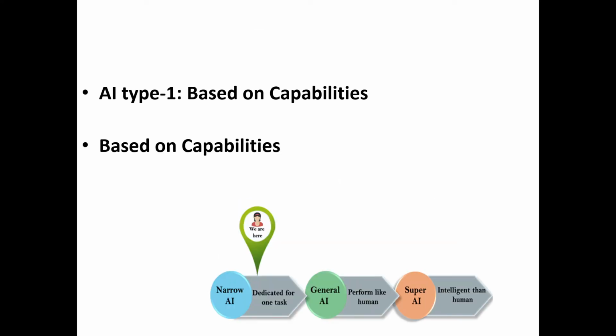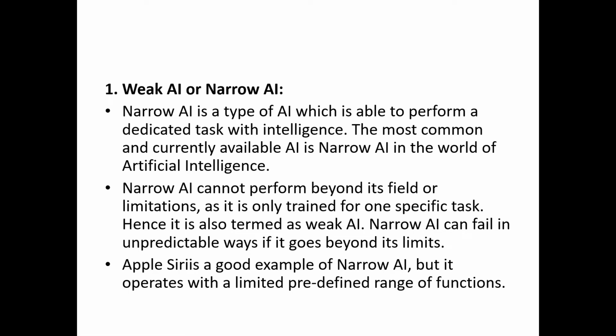So on the basis of the first, that is on the basis of capability, type 1, the intelligence is narrow AI. So if it is a narrow AI, what does it mean? It is dedicated to one task only; you cannot perform more than one task with that particular AI. General AI performs like human beings. And the third type of AI is super AI. It is more intelligent than human beings. So there are three types: narrow, general and super AI. Now I'm going to elaborate on these one by one.